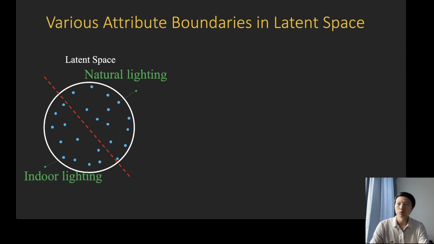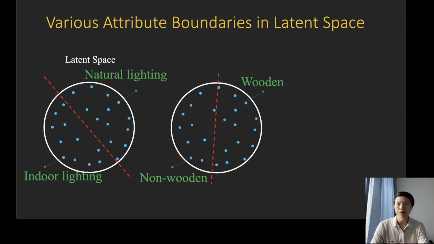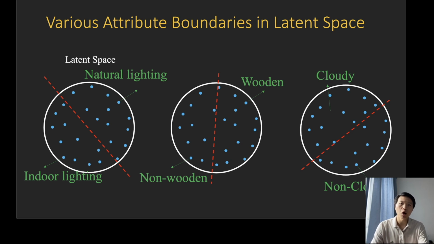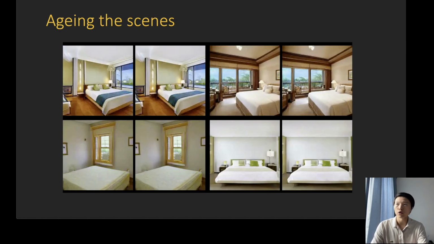Not only can we identify this indoor lighting boundary, by applying different off-the-shelf classifiers, we can identify different semantic boundaries, such as wooden and non-wooden, cloudy and non-cloudy. After we have these semantic boundaries in the latent space, we can do a lot of interesting manipulations, such as aging the scenes. Right now we have this modern bedroom, and we want to imagine the scene after 50 years, how it looks. So we can age the scene.